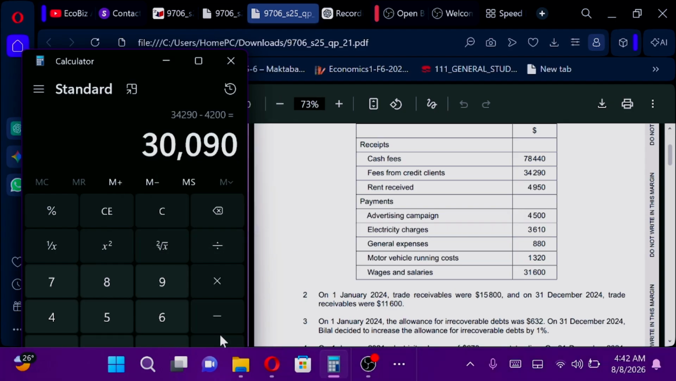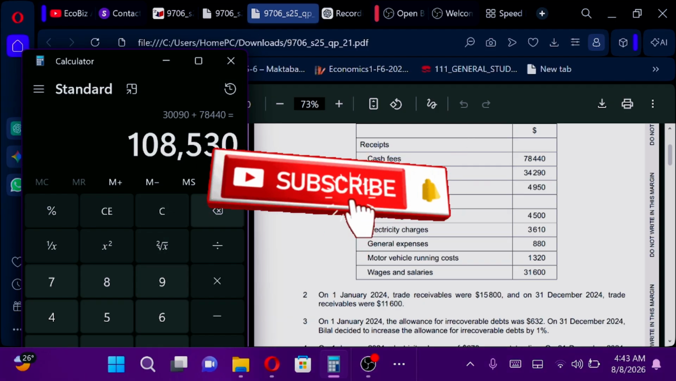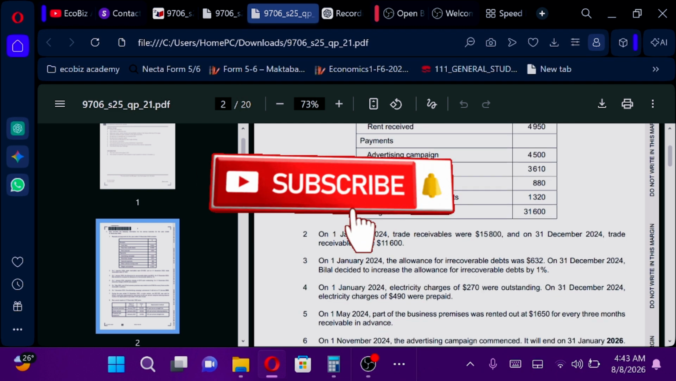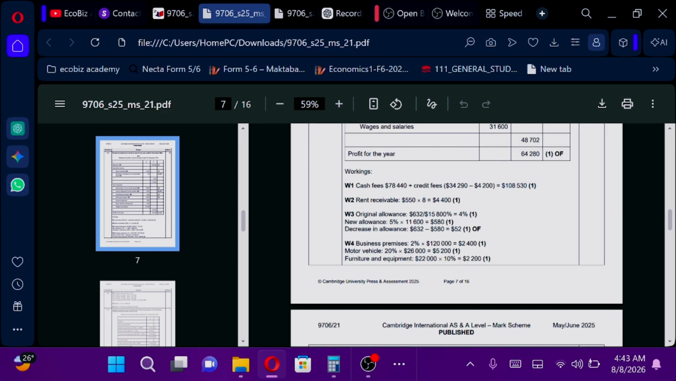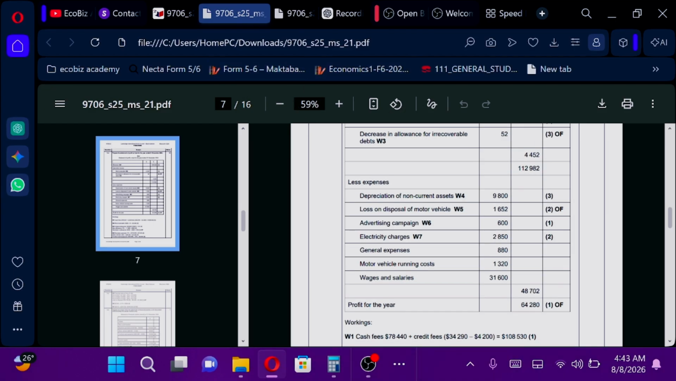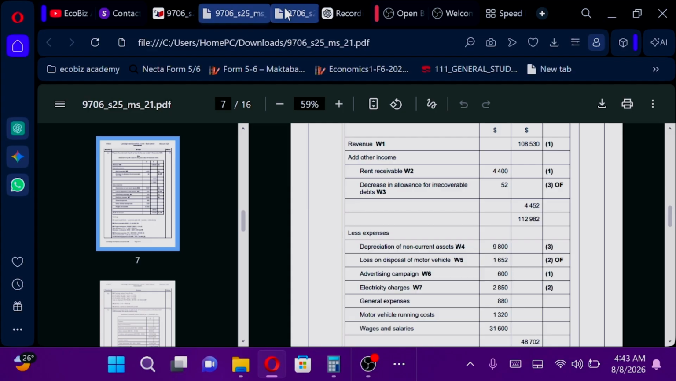So we take this amount plus the cash fees, which is 78,440. What do we get? We get 108,530. Now this, my friends, is the amount of receipts or revenue in the income statement. After this amount, which is the same as this one here, we will have to less expenses. But before that, we add other incomes.